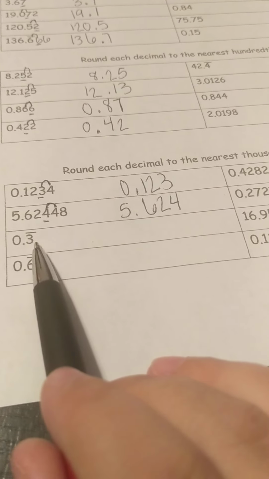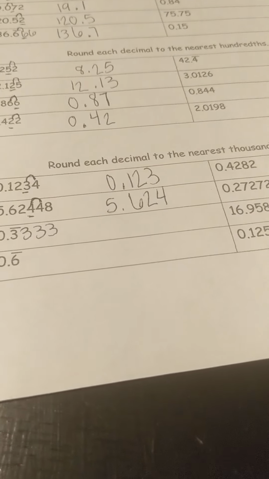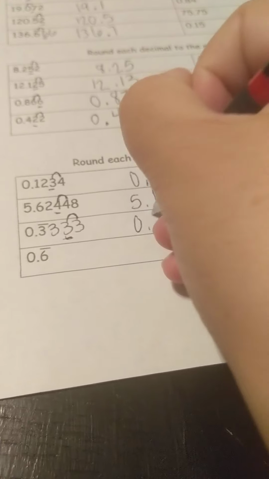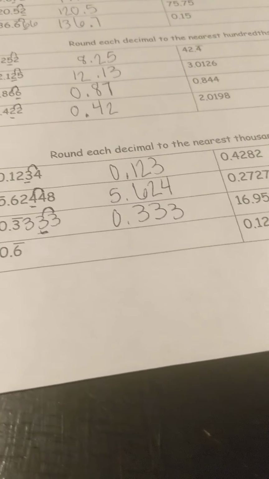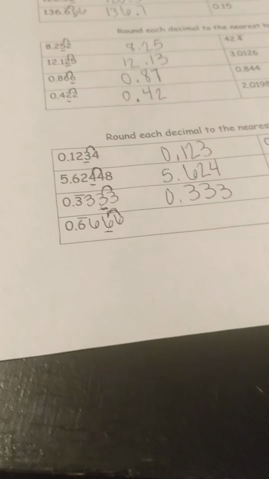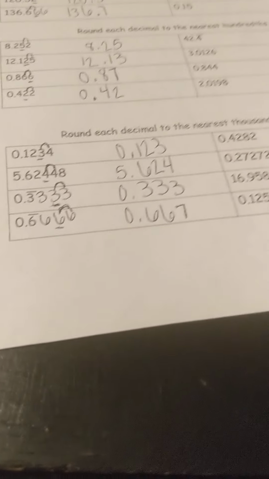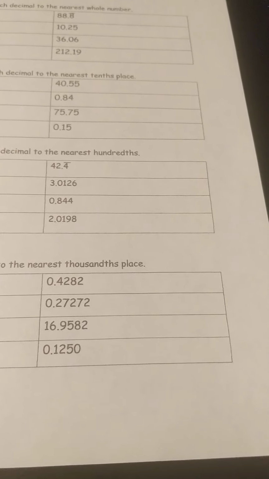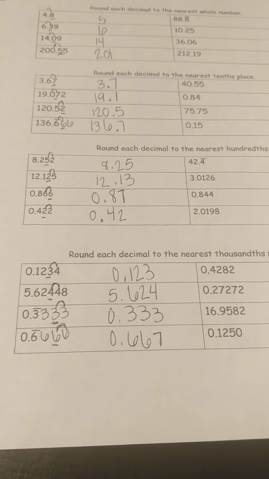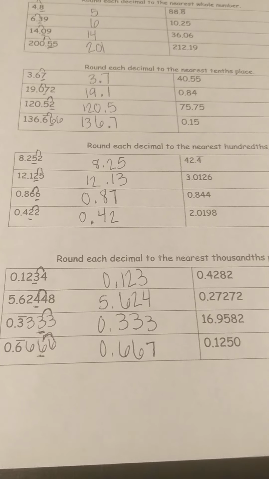Okay, and again, this sign means repeating. So we're going to keep going out until we just have to stop. Again, that third digit, that 3, is going to tell the 3 what to do, and it's going to stay the same. We don't need to put the repeating sign above again because we're just rounding it. And then the last one, we'll go to that third digit. The 6 is going to tell the 6 in front to round up one place. Okay, so on your own, you're going to do this last column as a practice. And again, you have all of these already done. They're going to look very similar to each other.